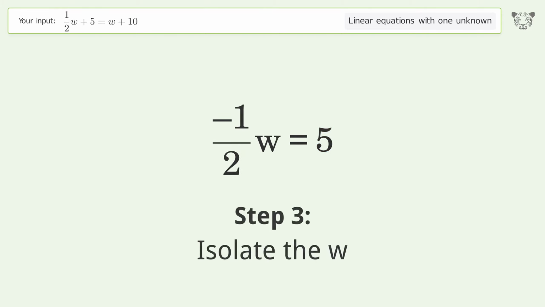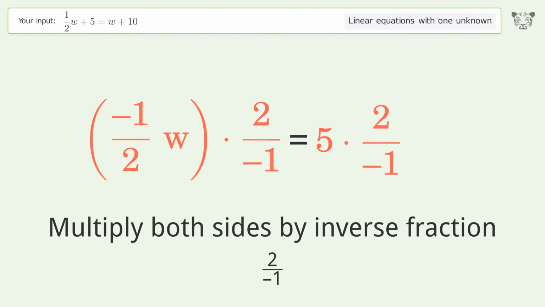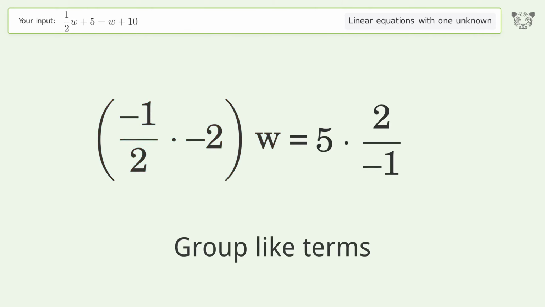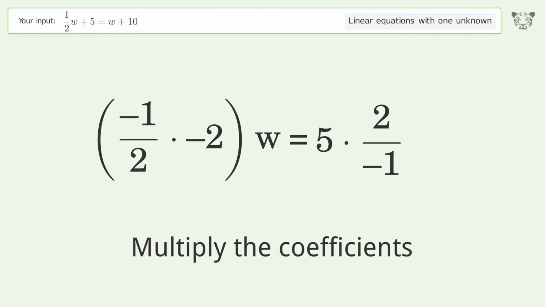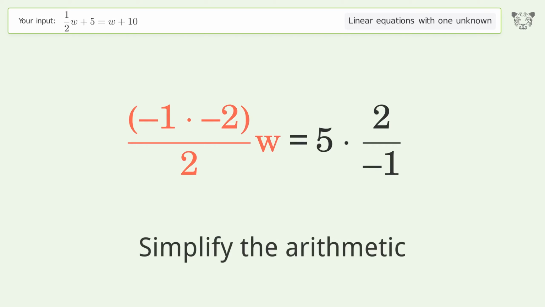Isolate the w. Multiply both sides by inverse fraction 2 over -1. Group like terms. Multiply the coefficients. Simplify the arithmetic.